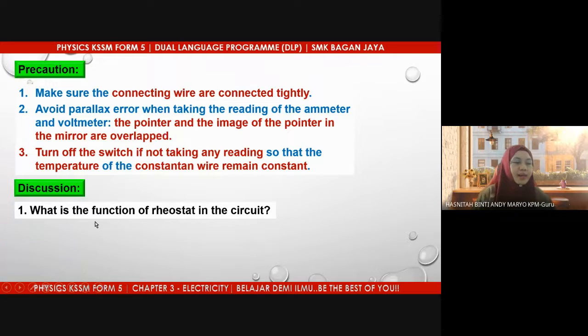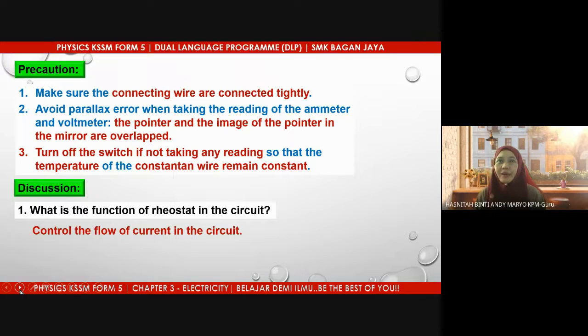Okay, now let us go to the discussion. The first question, what is the function of rheostat in this circuit, student? Can you respond? Actually, I repeated it a few times before. What is the function of rheostat in this experiment? The rheostat is to adjust or to control the flow of current in the circuit. Not control the resistance, control the current.